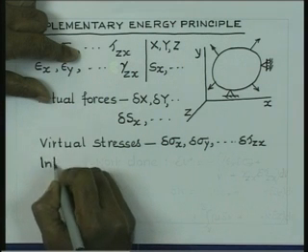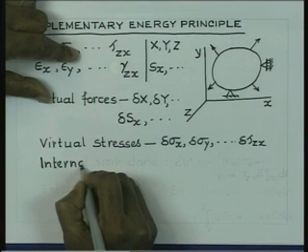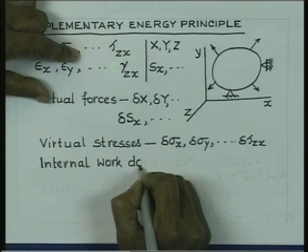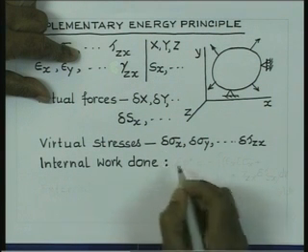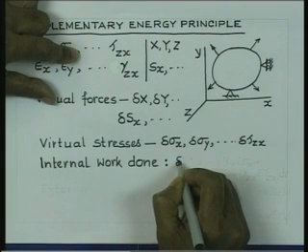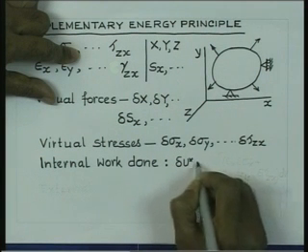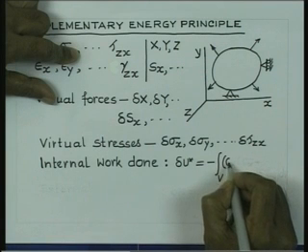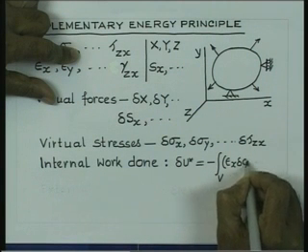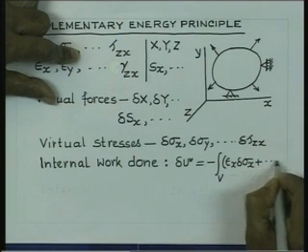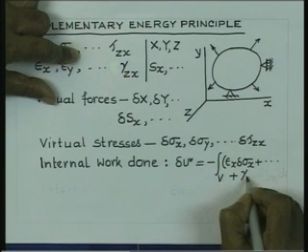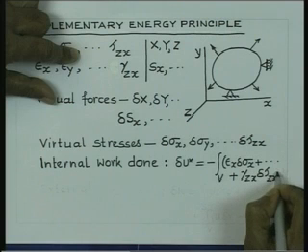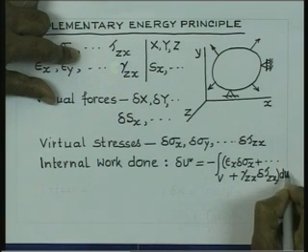Therefore, we can now find the internal work done. Let us represent this internal work done as delta U star, and that is equal to the integral of the product epsilon x delta sigma x plus all the 6 terms up to gamma zx delta tau zx, dV.